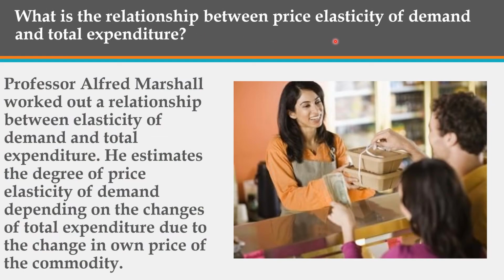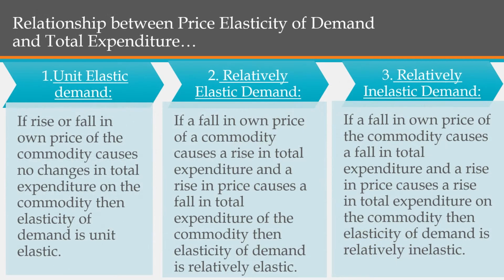So what is the relationship between price, elasticity of demand, and total expenditure? As I told you earlier, Professor Alfred Marshall, the economist, worked out a relationship between elasticity of demand and total expenditure. He estimates the degree of price elasticity of demand depending on the changes of total expenditure due to the change in own price of the commodity. Having examined the relationship between price elasticity of demand and total expenditure with the help of an example that we studied in a table, let us now try to define the types of elasticity in terms of total expenditure.